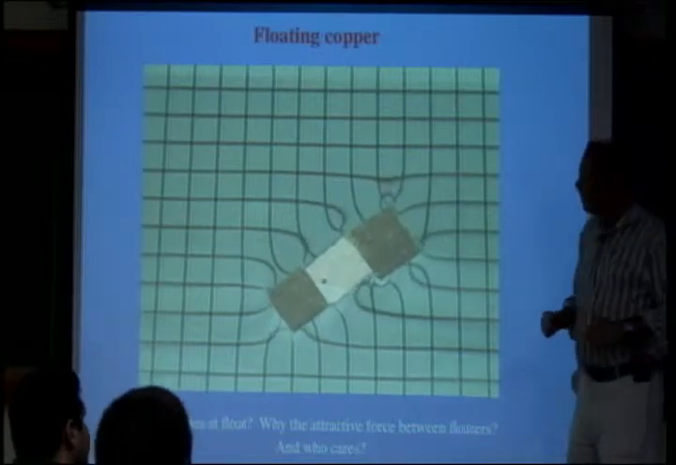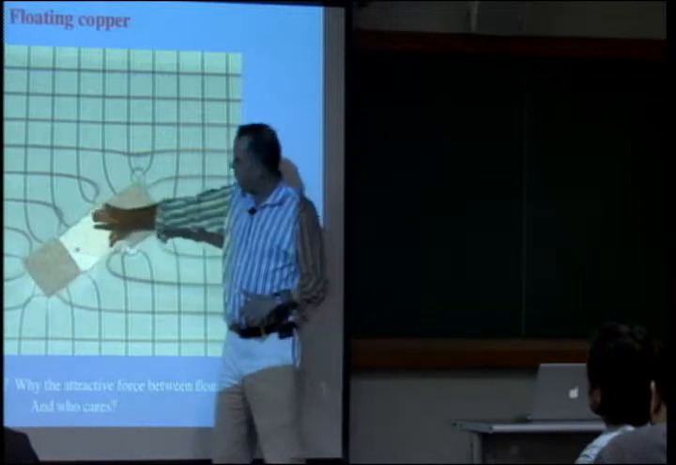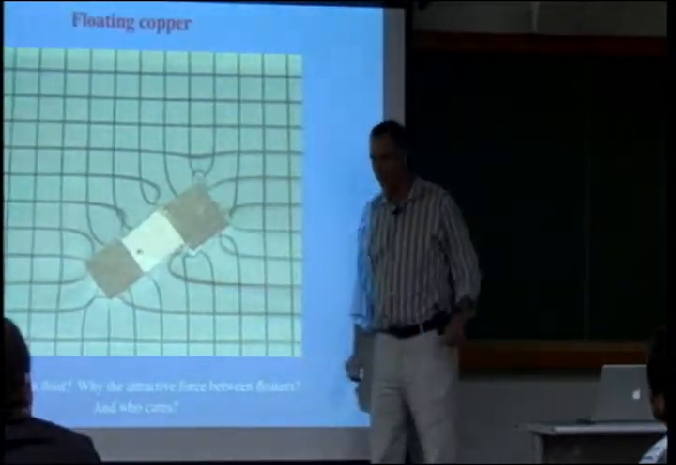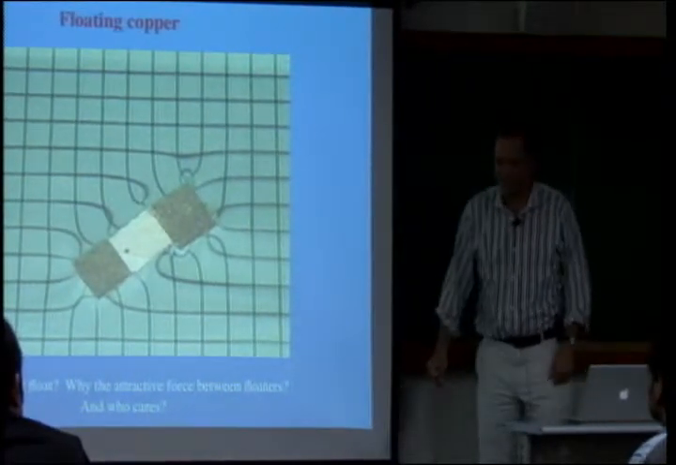The lines are at the bottom of the container? That's right. So basically, in regions where they're greatly distorted, it means there's a large deflection of the interface.